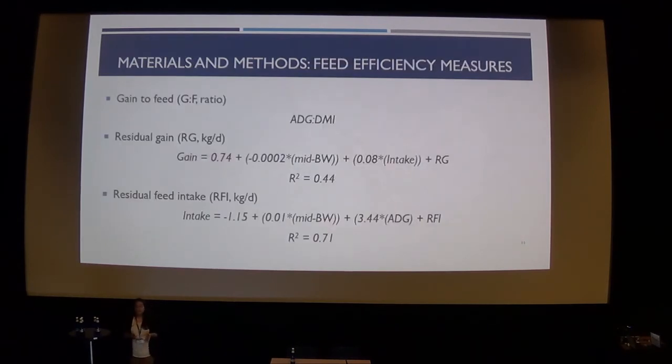So our gain of feed ratio was calculated as the ratio between average daily gain and dry matter intake, residual gain as the difference between observed and predicted average daily gain, which was based off of midpoint body weight and dry matter intake. And similarly, residual feed intake was calculated as the difference between observed dry matter intake and predicted dry matter intake, which was calculated based off mid body weight as well as average daily gain.